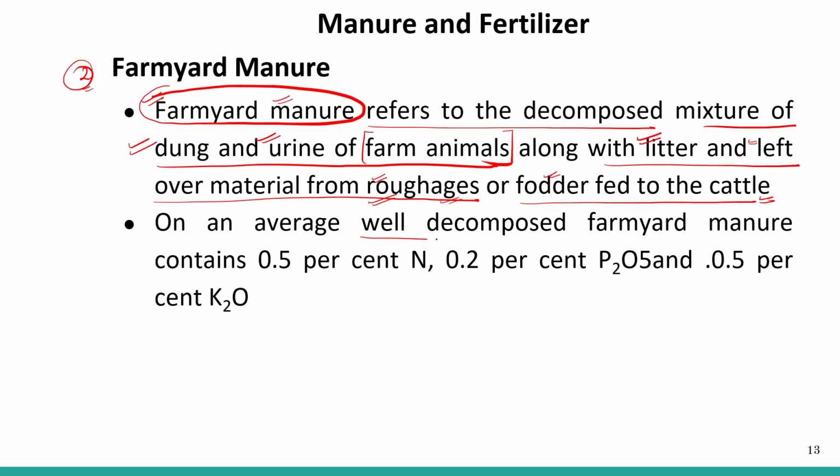On an average, well decomposed farmyard manure contains 0.5% of nitrogen. So they contain very few nutrients, right? So 0.5% of nitrogen, 0.2% of P2O5, phosphorus pentoxide, that is a source of phosphorus, and 0.5% of K2O, that is the potassium. So these are the three important nutrients, that is nitrogen, phosphorus and potassium, right? Their percentages are 0.5, 0.2 and 0.5 respectively.